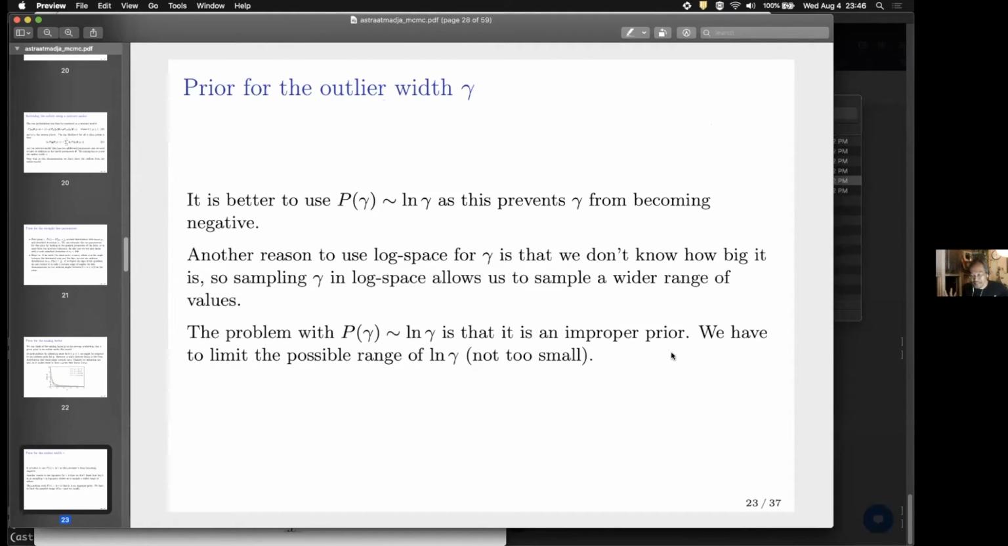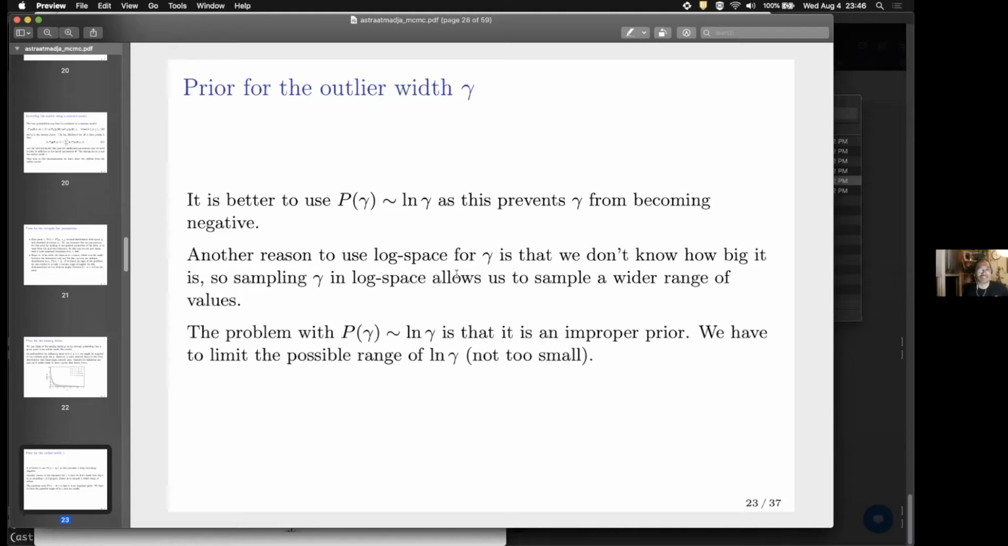Now, for the width, you probably have heard about Jeffreys prior. That's something that we can use if you don't know anything about the parameter, what it should look like. Usually when we're talking about some kind of width, the Jeffreys prior is linear in log width, like this. So the prior for the width is log-uniform, and we should sample the distribution in log space.